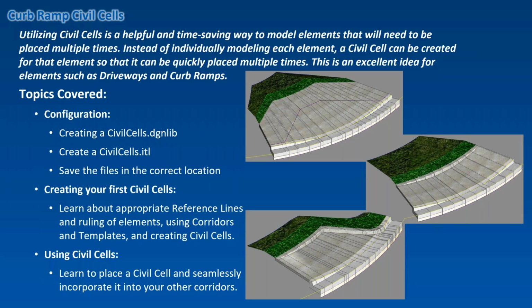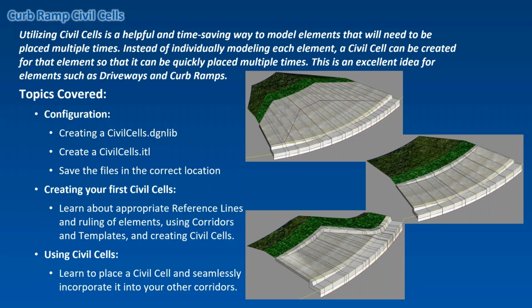Basically, instead of modeling each one of these things individually every time you come across them on your projects, it's a great idea to create your own civil cell library and model them once so that they can be placed basically anywhere in any project that you are currently working on or in the future.